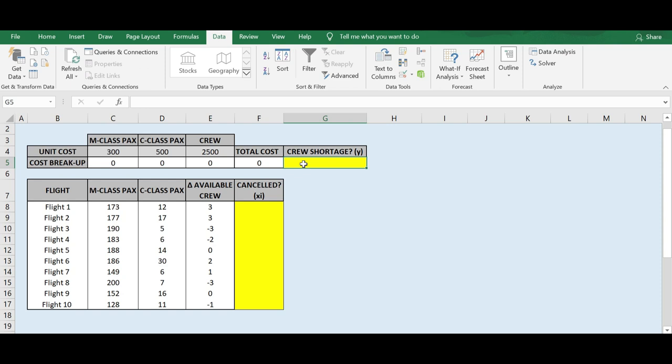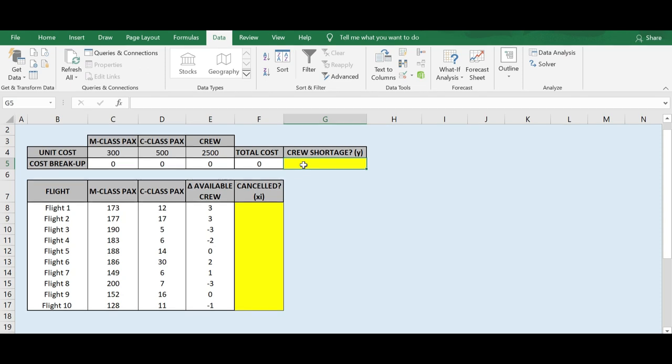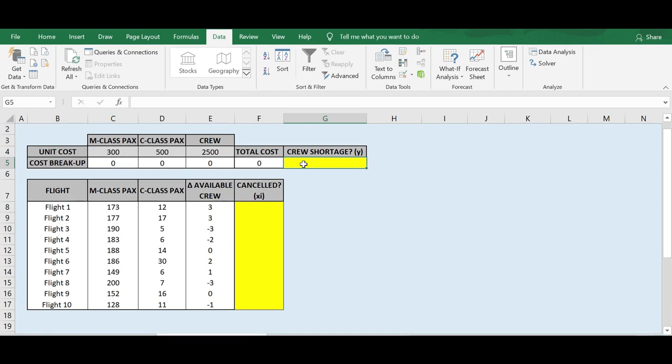For example, crew shortage, which I denote as Y, can take a value 1 or 0, where 1 means that there is a shortage of crew and 0 means either that there is no shortage or that there is surplus. At the same time, Xi is whether or not a flight is cancelled. Now Xi takes a value of 1 if flight i is cancelled and 0 if not.